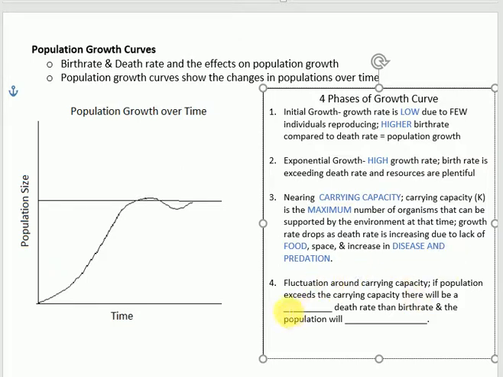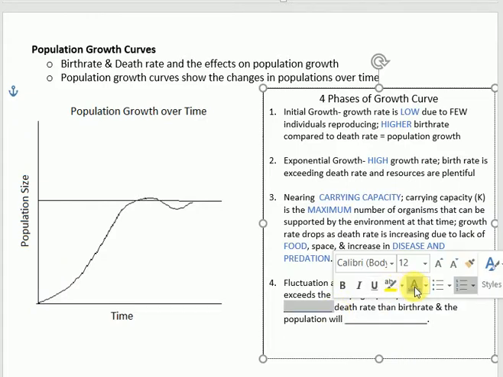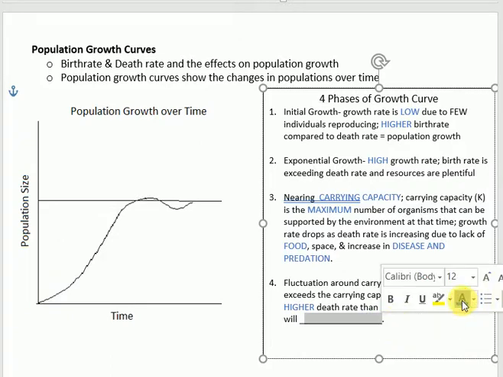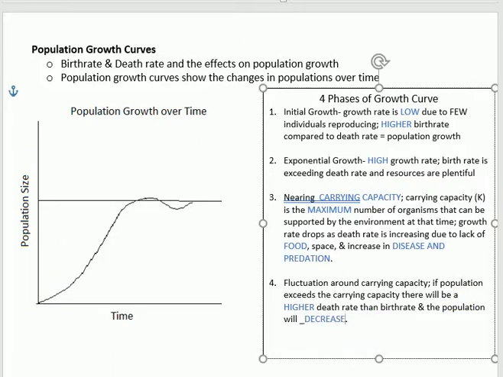And then we have the fourth phase, which is where fluctuation occurs around that carrying capacity line. And if the population exceeds the carrying capacity, we're going to have a higher death rate than birth rate, and the population will decrease. So looking over here at this chart, let's go ahead and label the different phases.